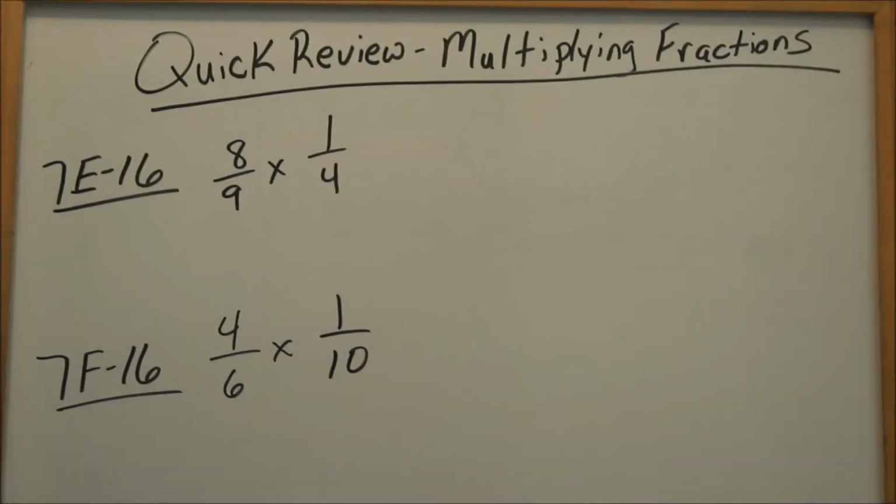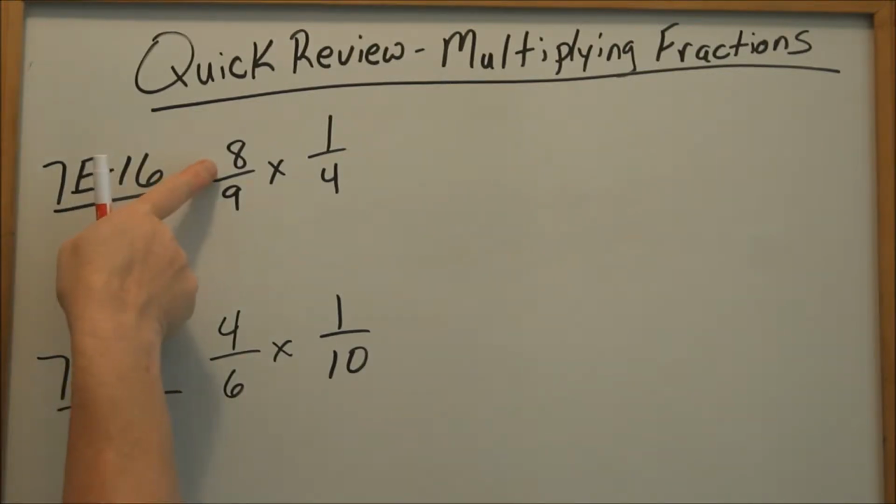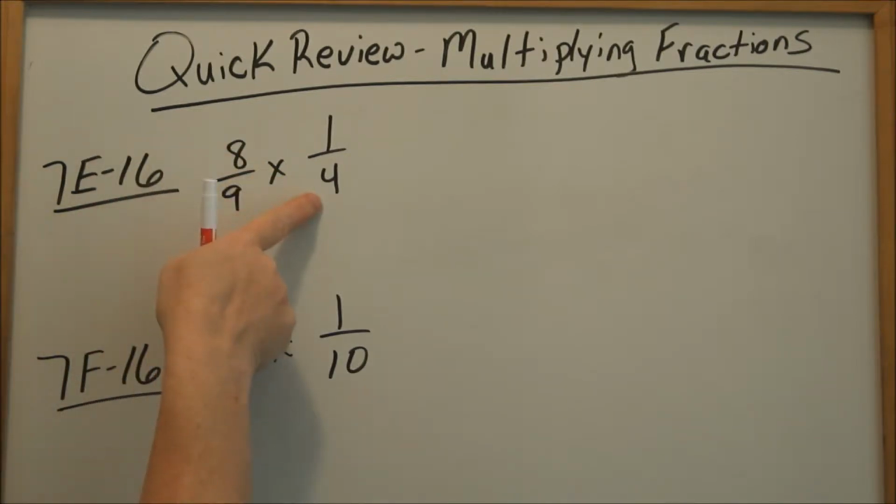Alright, we're doing multiplying fractions. If you look at 7E number 16, 8/9 times 1/4. When you multiply fractions, you do multiply straight across, but before you multiply straight across, always look to see if you can cancel or reduce in the problem. You can cancel from numerator to denominator, okay? So we're basically reducing in the problem so we don't have to reduce at the end. If you don't reduce in the problem, you have to reduce at the end.